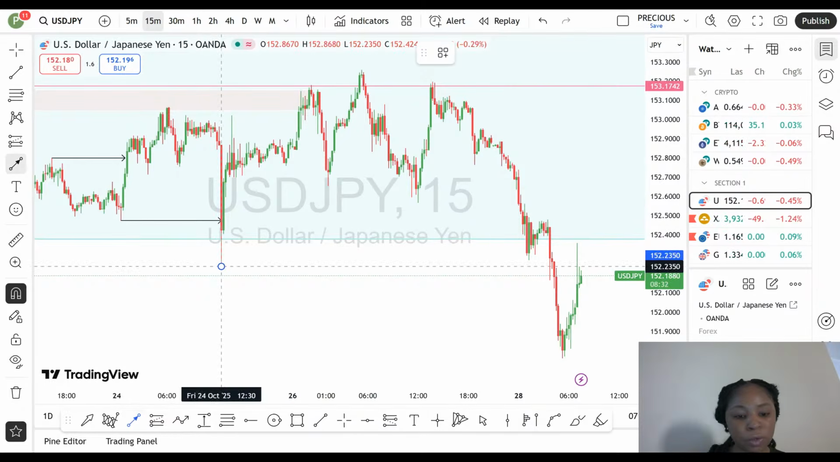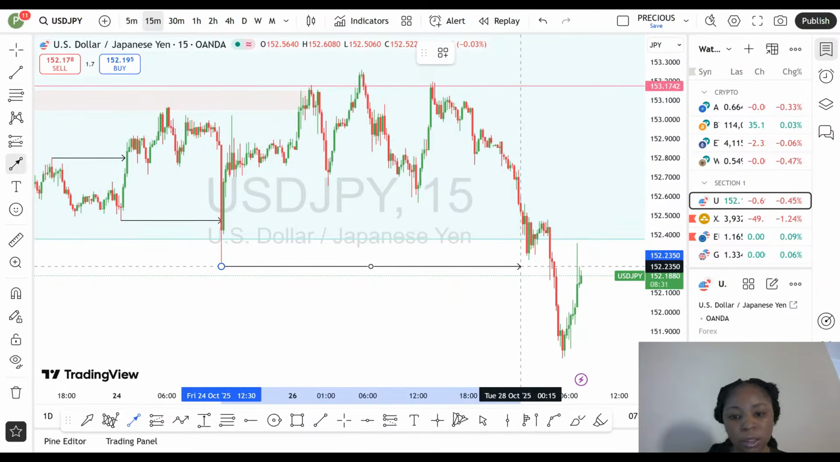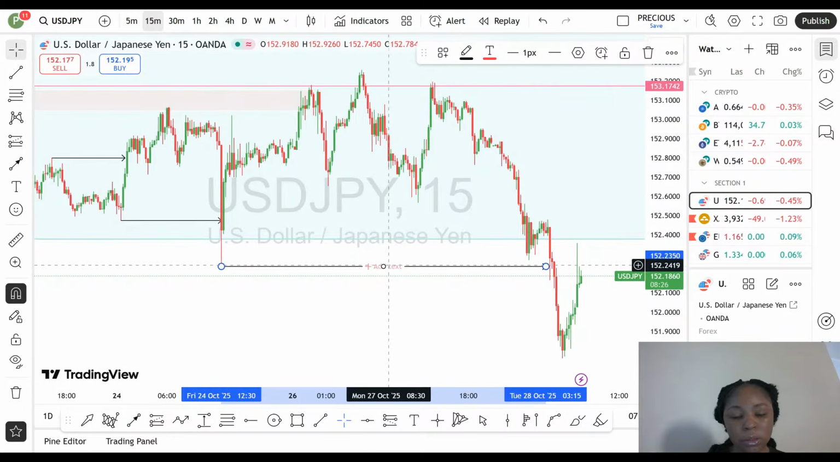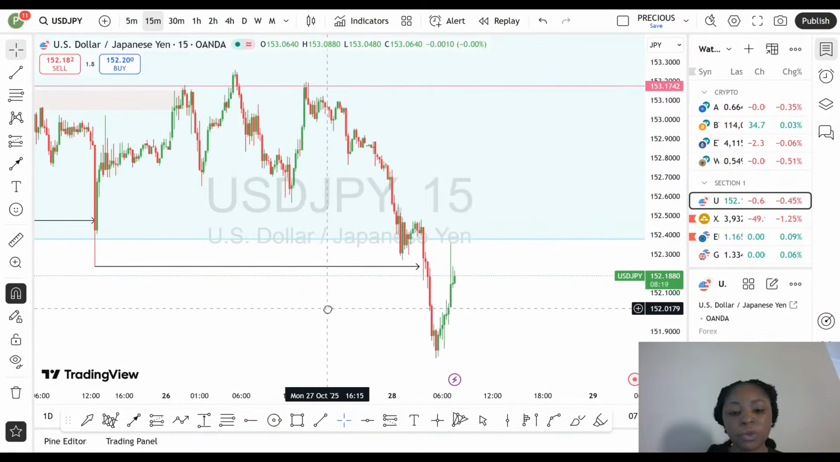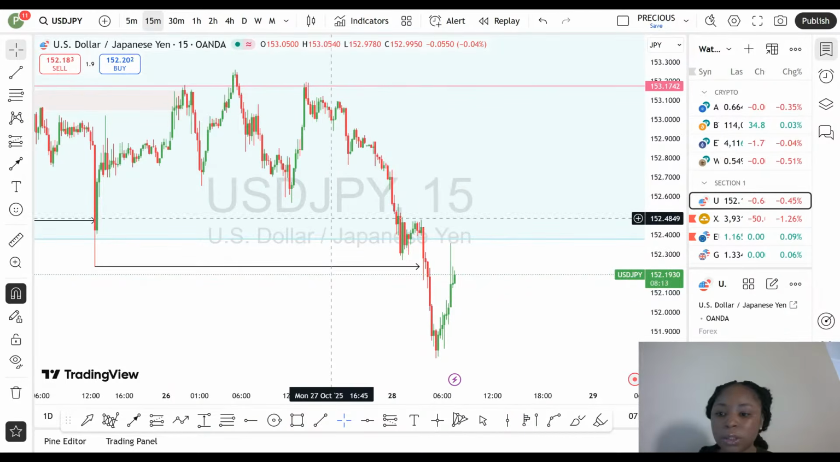This is a second break of structure here that we have. So what do we do now? We need to look for a sell opportunity in this market. Okay, we need to look for a sell opportunity.